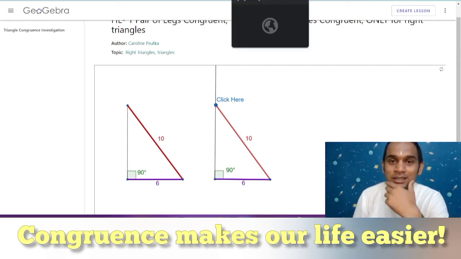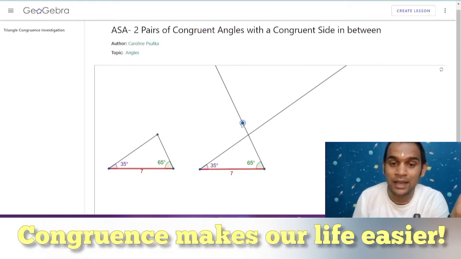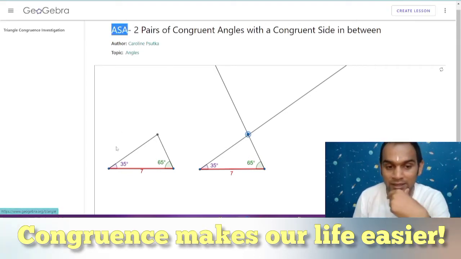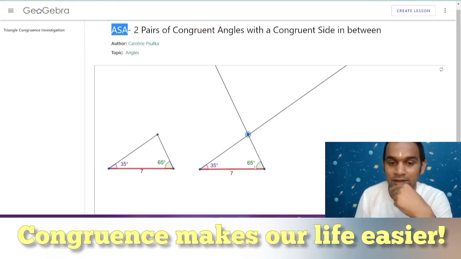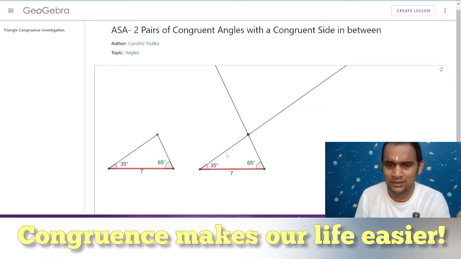That is another criteria. Let's try to observe what happens when we have two angles equal and one of the sides is equal. As you can observe, ASA means the side which is equal is between those two angles, 35 and 65, 7. So in this case, as you can observe very clearly, now I'm not showing you by overlapping because it's very clearly evident that they are congruent to each other. That means they are of equal shape and size.